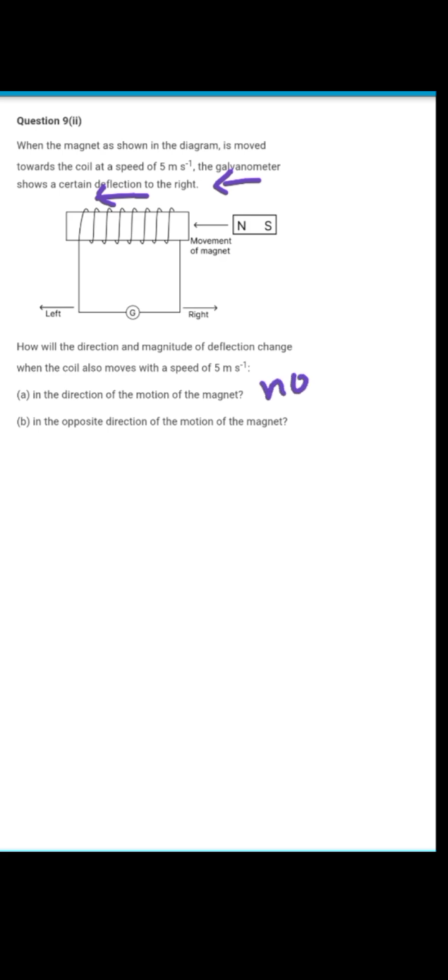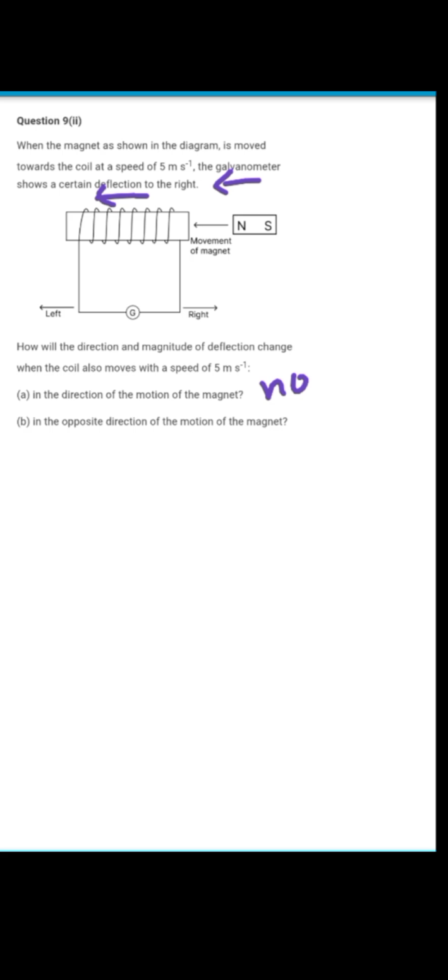When is the deflection occurring? When the magnetic flux linked with the coil will change, and for that either we can move the magnet or we can move the coil. But if both of them are moving in the same direction with the same velocity, obviously there will be no such change in the magnetic flux, so no deflection.